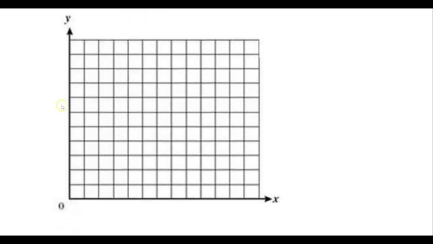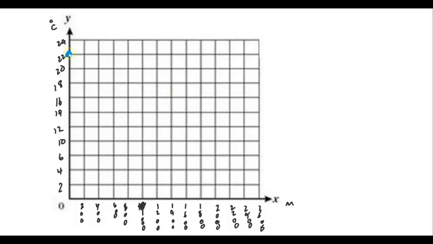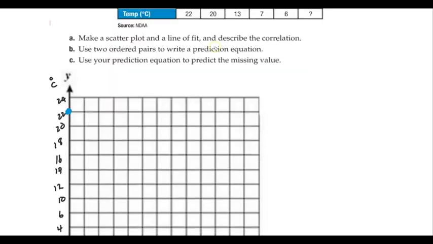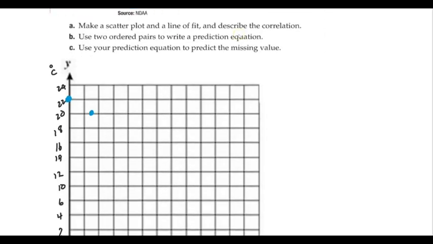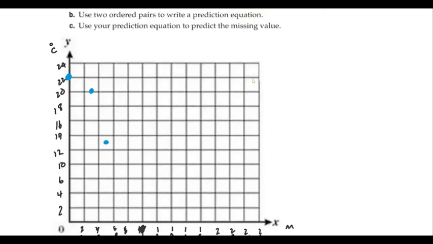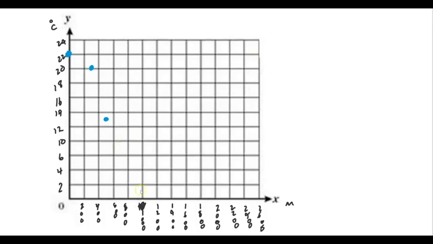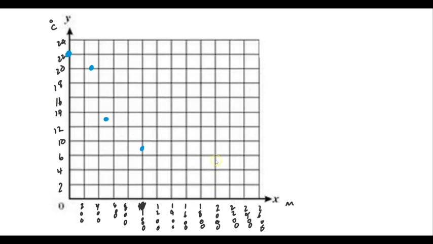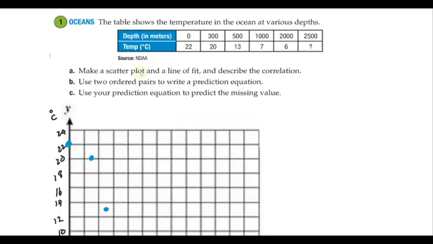What we're going to do here, I'm going to pause for a second and write this all up. I'm just going to plot it, 0 to 22. At sea level, I'm at 22 degrees Celsius. And then at 300, I'm at 20. And then at 500 meters, I'm at 13 degrees. 500, 13, that was a big jump. And then at 1,000, I'm at 7. And then at 2,000, I'm at 6. I did my scatter plot. Check that off. Let's do a line of best fit.